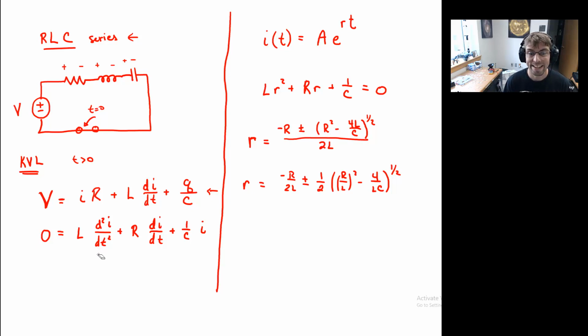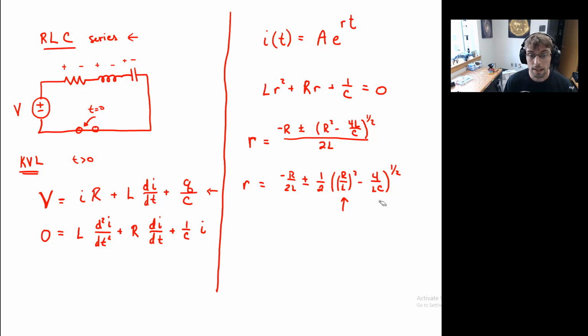Cool, right? And then we're done. Well, there's more to be continued. Now you notice the reason I did that: you have this R over L, and from your studies of RL circuits, you know that that would have been the time constant for the RL circuit.